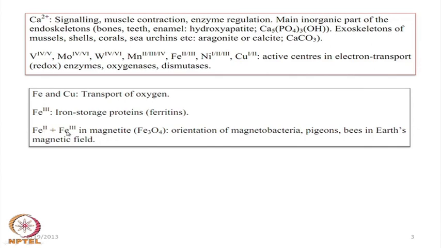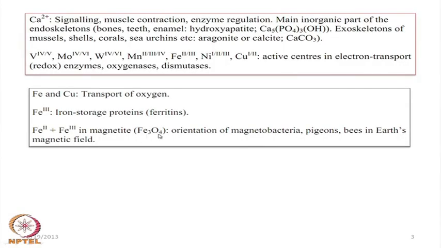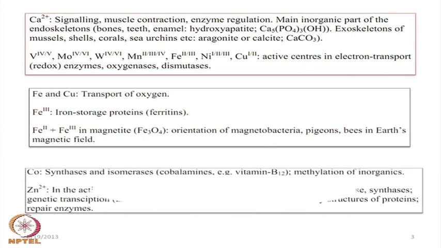Then both oxidation states of iron, that means iron 2 and iron 3, are present in magnetites such as Fe3O4, which are present in bacteria, and they show some magnetic property such that they can show the direction when these bacteria move from one side to the other. Then homing pigeons and bees can also feel the Earth's magnetic field due to the presence of these Fe3O4 crystallites within their body.